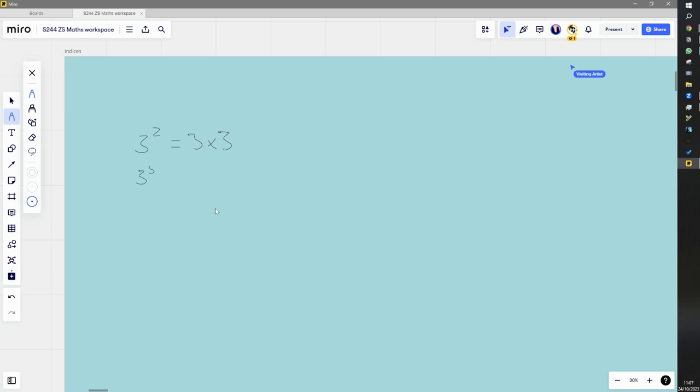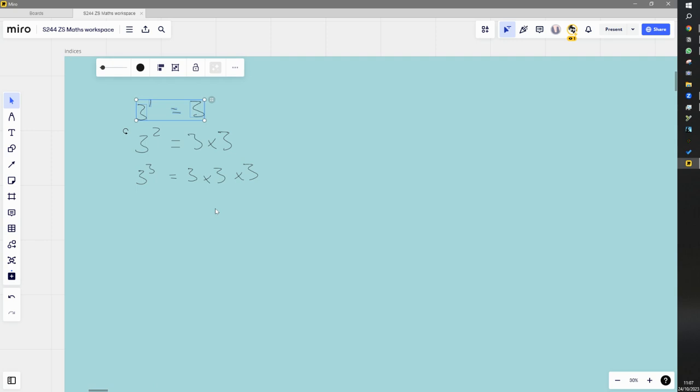And we know that 3 cubed is 3 times 3 times 3. So we can think of this as being how many times we multiply 3 by itself. So what about if I did something like 3 to the power of 1? Well, if we count how many 3's we've got here, we just have one of them, right? So let's put that one up here.